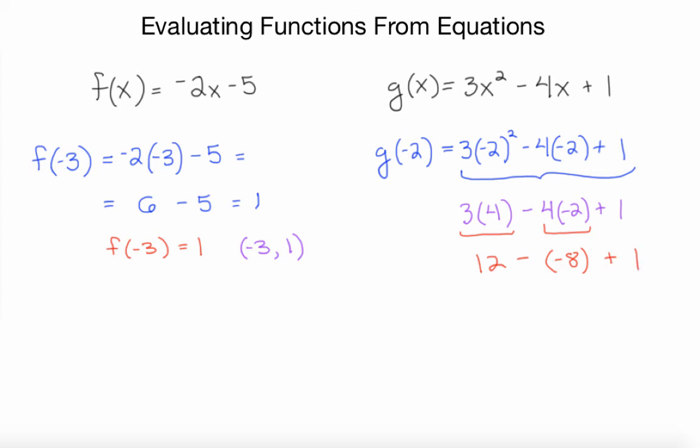All right, my final step, just go through the whole thing, do addition and subtraction from left to right. I have 12 minus negative 8. Subtracting a negative turns into 12 plus 8 plus 1, and that simplifies to equal 21. So what can we conclude here? If I take function g, and if I input an x value of negative 2, and if I evaluate it, I get back an output value of 21. In point form, that means I have the point when x is negative 2, y is 21. That's one point on the graph of this function.